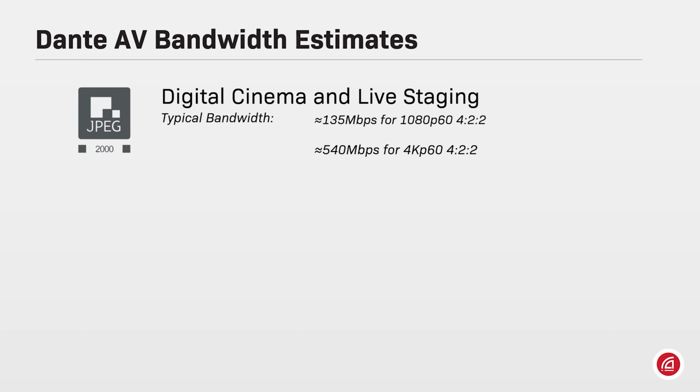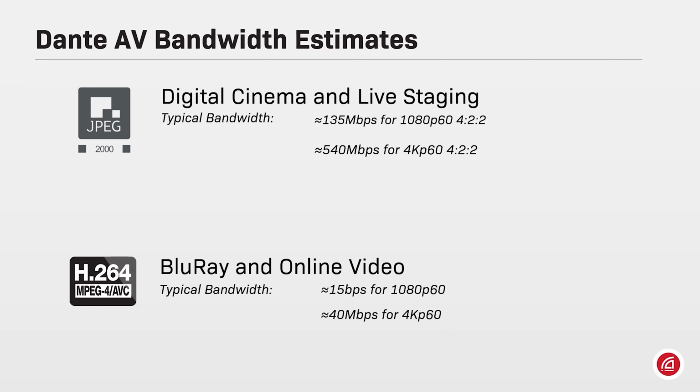Optimized for 1 gigabit per second connections, the typical bandwidth is around 135 megabits per second for a 1080p 60 frames 422 image and around 540 megabits per second for a 4K 60 422. It is also possible to work with low bandwidth codecs such as the popular H.264 and H.265. With such codecs, the bandwidth is very modest, not offering a considerable impact on the network. Typical bandwidth is around 10 to 15 megabit per second for a 1080p 60 and 40 megabit per second for a 4K 60 frame per second image.